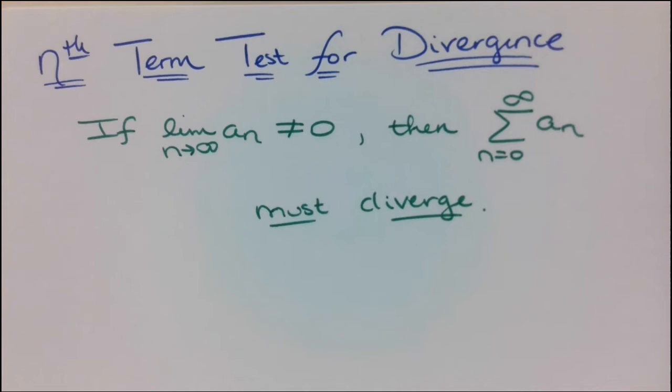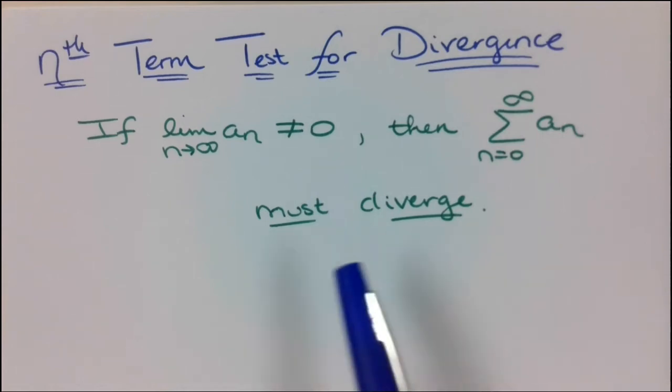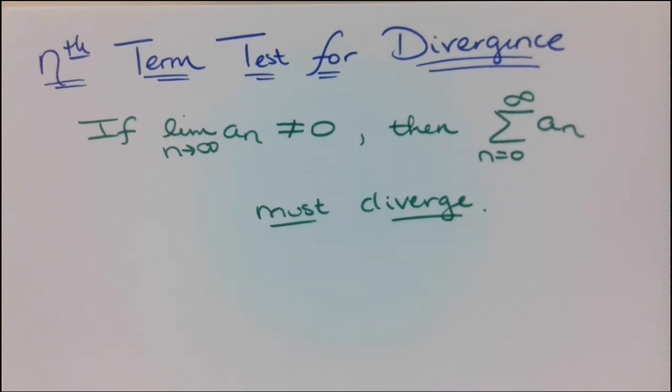This states that if the limit of the terms of a sequence as n goes to infinity does not equal 0, then the infinite series must diverge. Again, if the terms of a sequence as n goes to infinity do not approach 0, then the infinite sum of those terms will have to diverge.